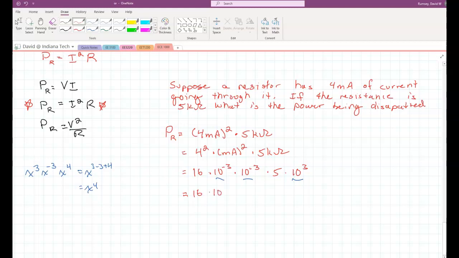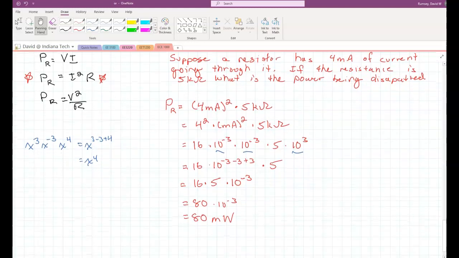times 10 to the negative 3 minus 3 plus 3, times 5. So I'd have 16 times 5 times 10 to the negative 3. And then I just need to figure out what 16 times 5 is, which is 80 times 10 to the negative 3. Well, in engineering notation, I know negative 3 is milli, so this would be 80 milliwatts.